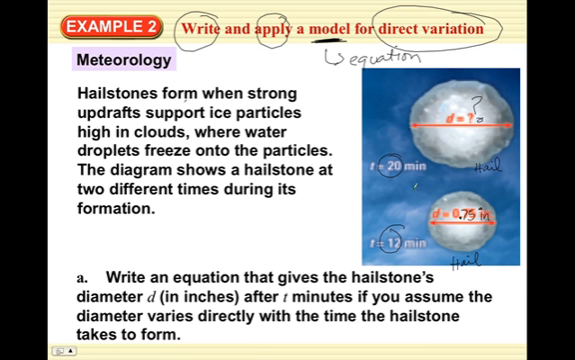But to do that, what we need is an equation. So that's letter A. Write an equation. Usually I'm thinking mx plus b, but keep reading. It gives the hailstones D. We got to use D, diameter in inches. After t minutes, we got to use t. If you assume, here's the important part, the diameter varies directly with time. I don't know if I wrote this down. Y equals kx. No, I don't think I did.